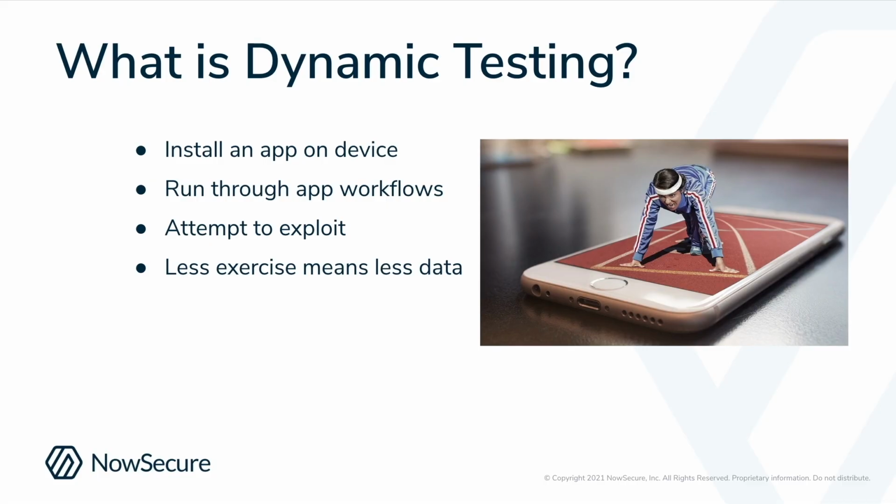Contrary to static, you have dynamic testing. And unlike static, where you're looking at a binary, with dynamic you're actually running the app on a device. The advantage here is you're able to see if the app is exploitable on a device. So that means you're getting real-world results. That's why we said that earlier. You're getting real-world results because you're actually running it and trying to exploit it on that device.